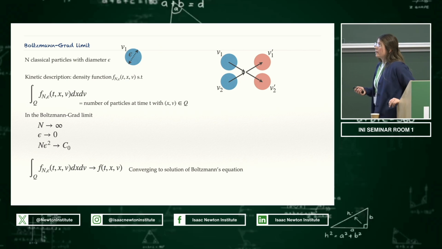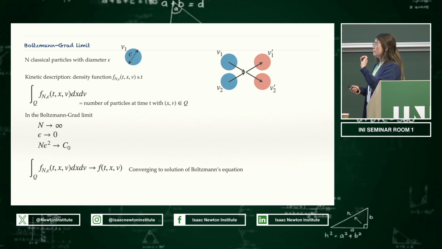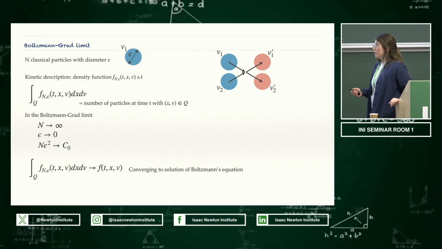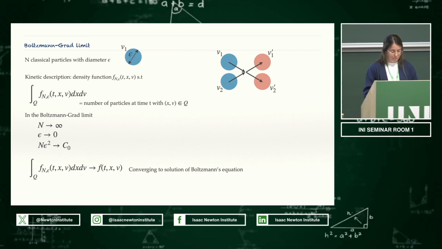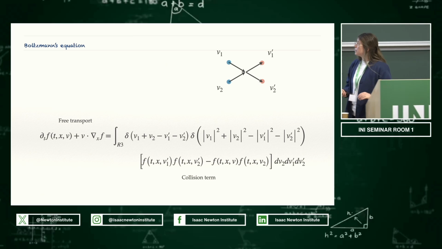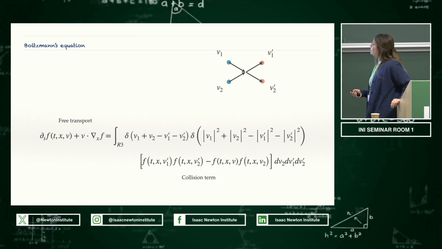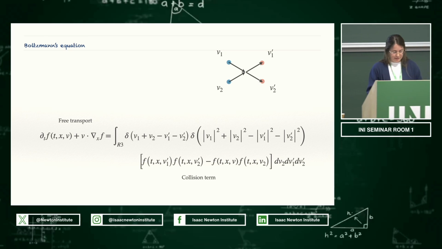And in the Boltzmann-Grad limit, if we take n to infinity and epsilon, the diameter, to 0, and we do that at a particular rate such that n times epsilon squared goes to a constant, the density function will converge to a solution of the Boltzmann equation. So this is the Boltzmann equation, which you're probably familiar with. It has a free transport part. If space is homogeneous, you don't have this operator. And there is a collision term on the right-hand side.